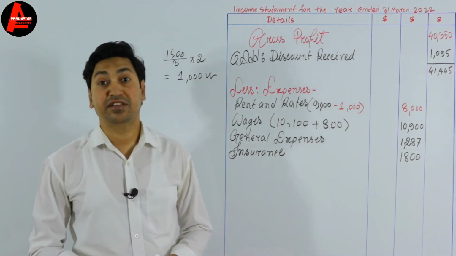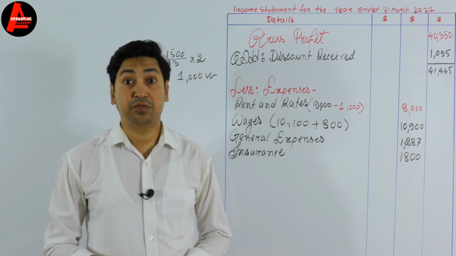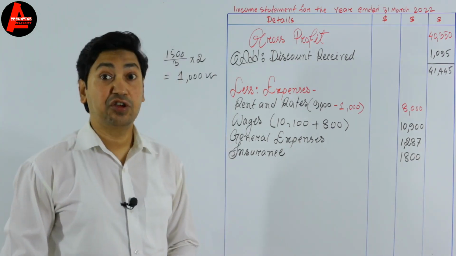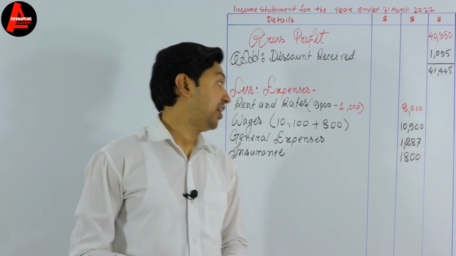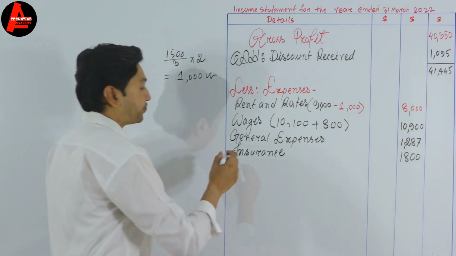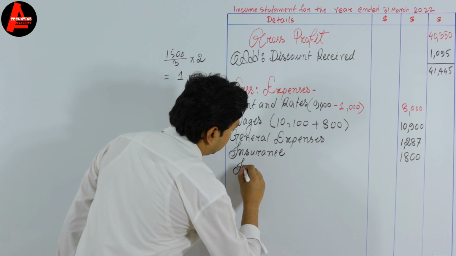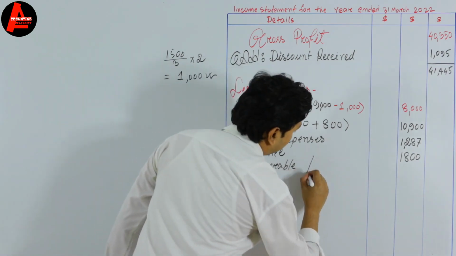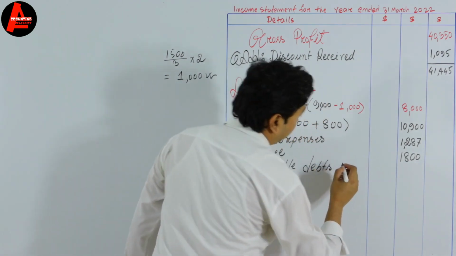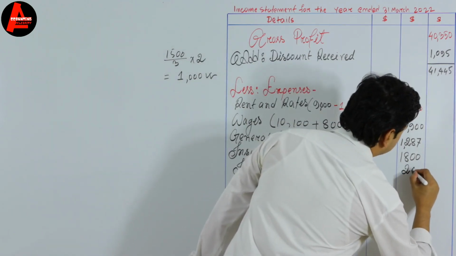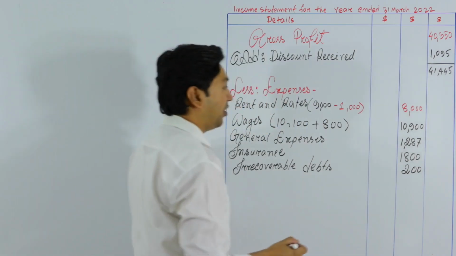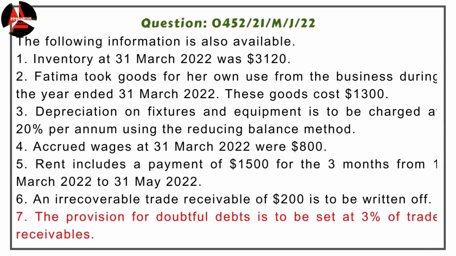Okay, so it is an expense. This money cannot be recovered from the trade receivable. So that's why we need to write here irrecoverable debts. It is $200. It is our expense. The business cannot recover this amount. Then we have one more adjustment.